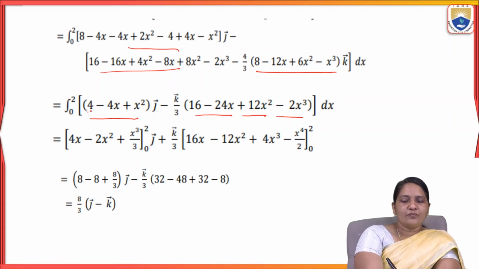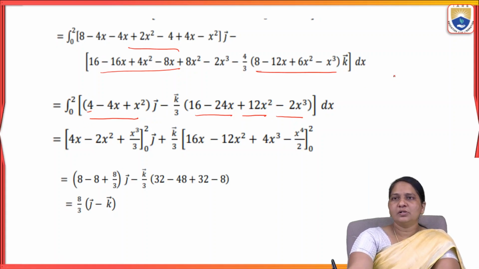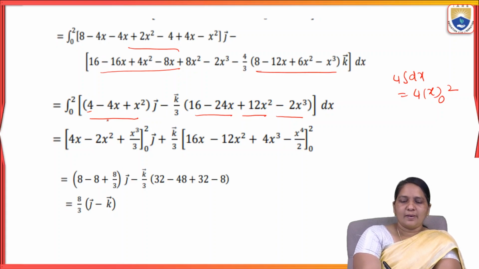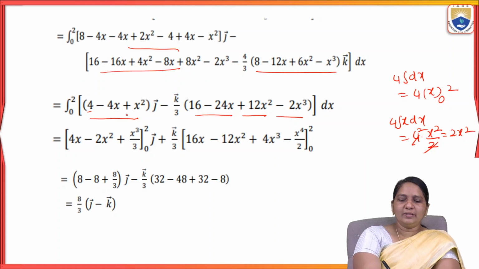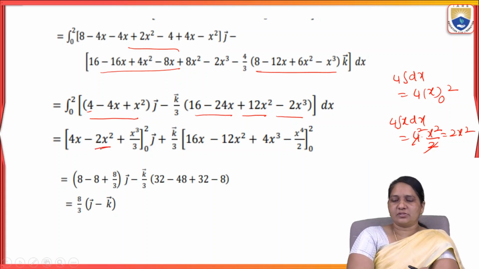So here 4 integral dx. 4 integral dx is nothing but 4 into x, limits are 0 to 2. So here 4x minus 4 into here x square by 2. 4 integral x dx, so this is 4 into x square by 2. This value we got here 2x square. This is only 2x square.